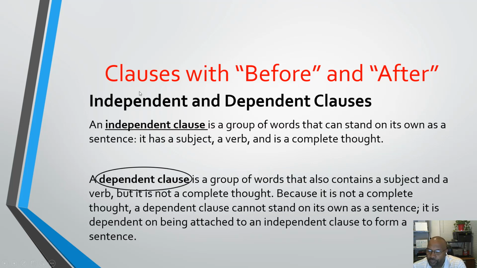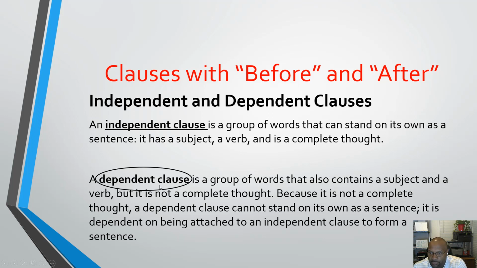So let's do a recap. Before we jump into clauses with before and after, let's think about independent and dependent clauses, right? So here are the definitions. An independent clause is a group of words that can stand on its own as a sentence. It has a subject, a verb, and is a complete thought. So the big things to remember about an independent clause is that it can stand on its own, right? It has a subject, a verb, and is a complete thought. Usually when we have an independent clause, you don't have to ask a question about it, right?